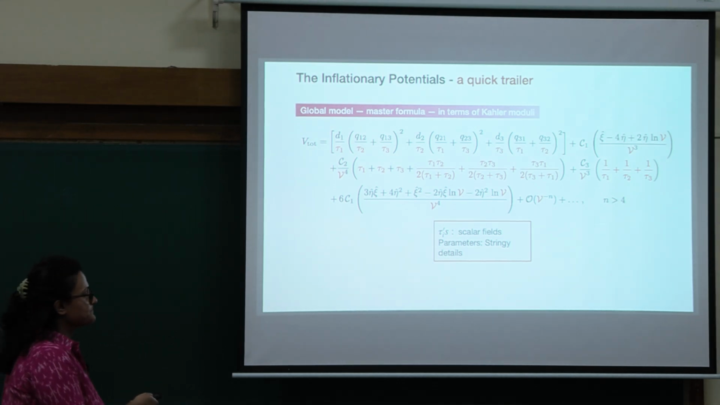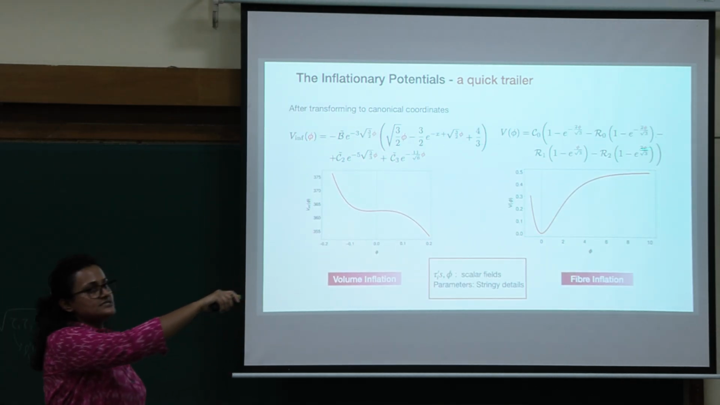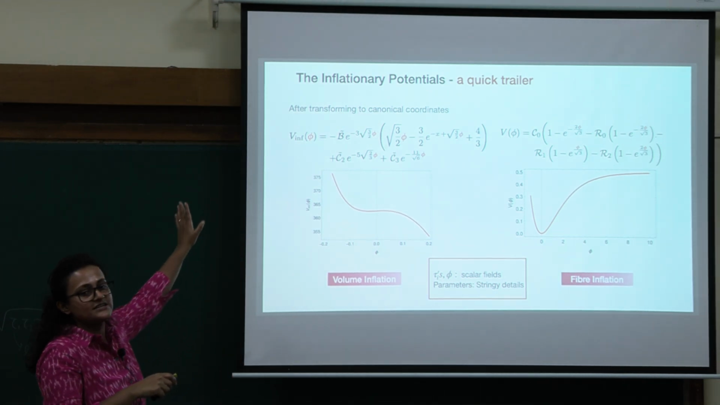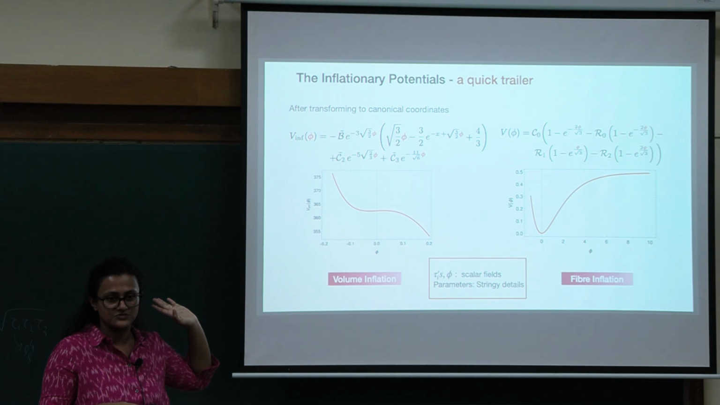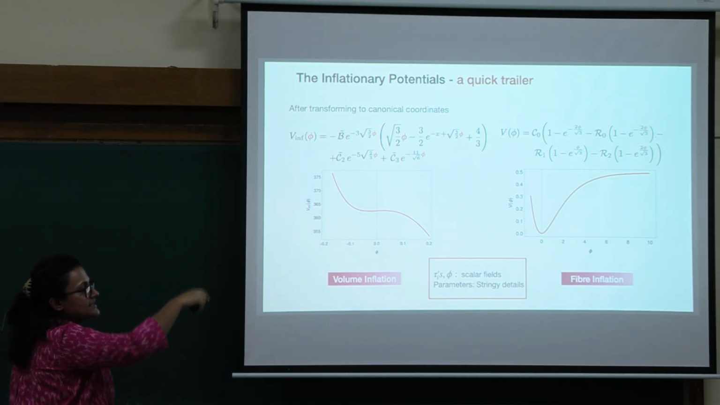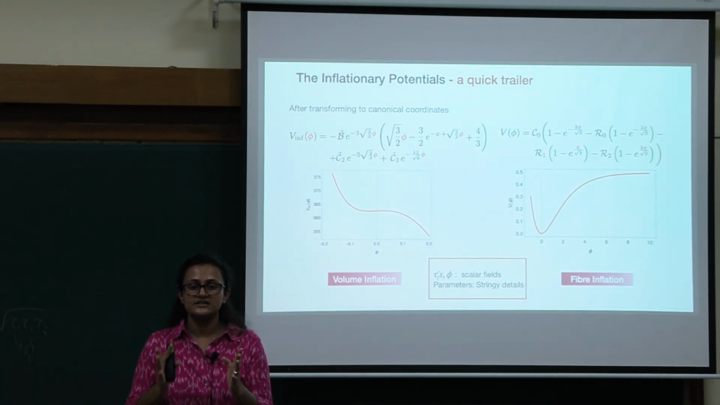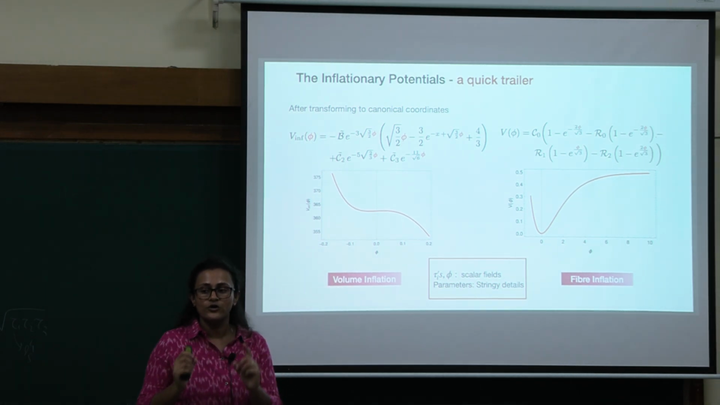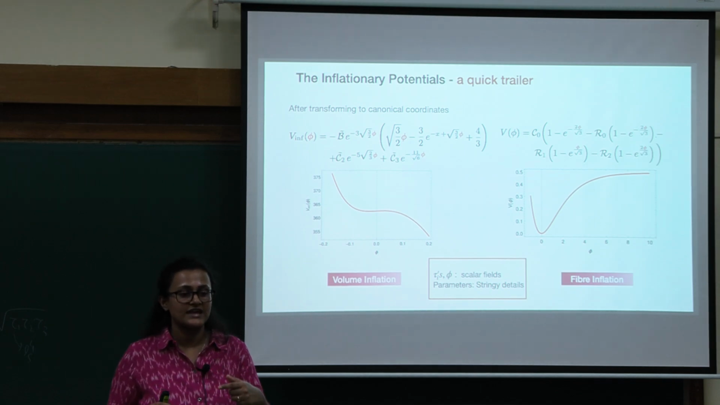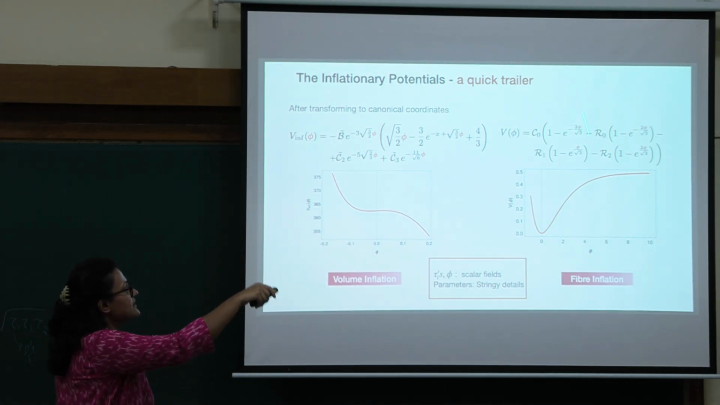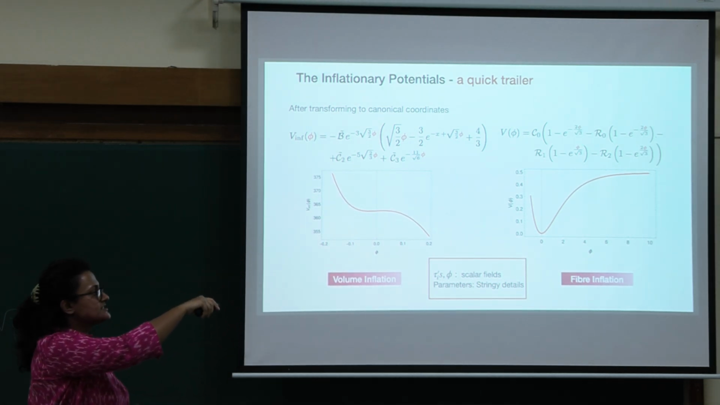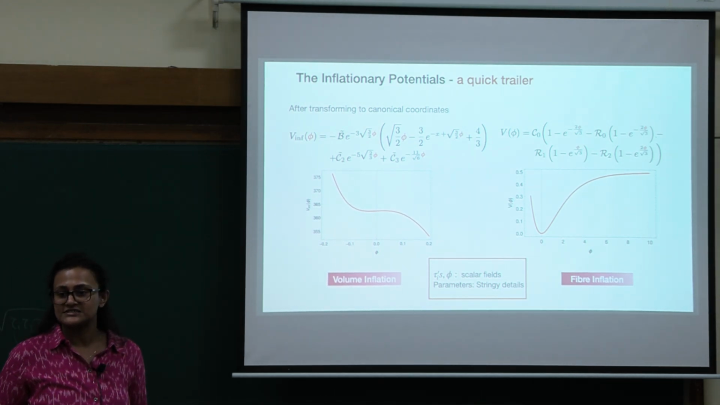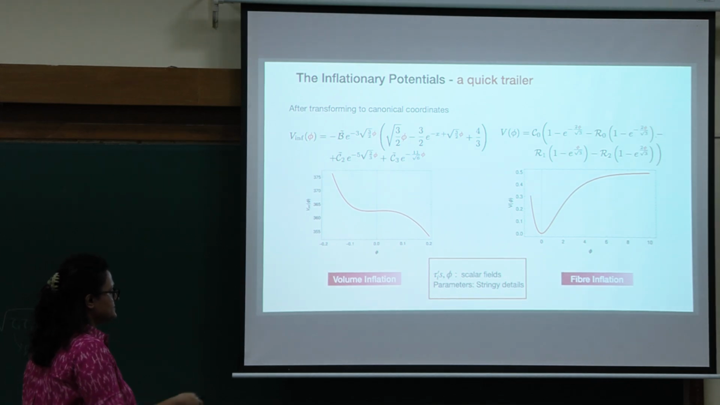I'll explain all that. So this is a simpler looking potential compared to the previous one, where here this phi is the total volume of the internal space, the total 6D volume, and in the second one it is a 4D volume. So it is one of these 4 cycles that is driving the accelerated expansion. This is fiber inflation, this is the volume inflation, and both of them have this nice flat plateau where it can roll down and give us enough e-folds, and I will explain all that.